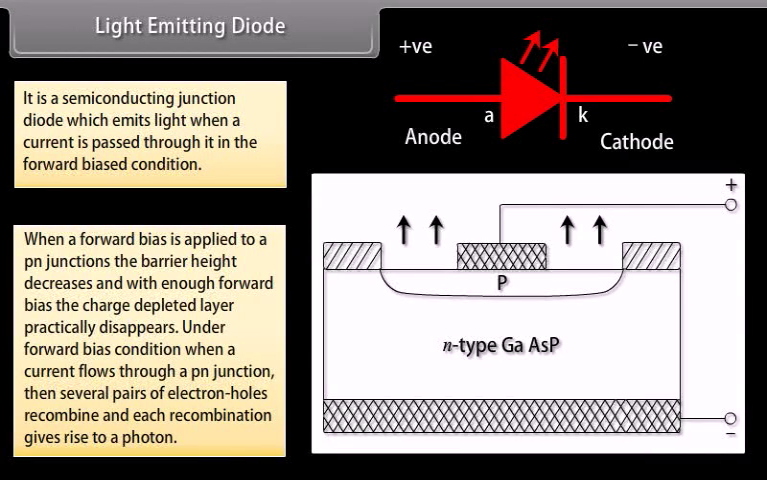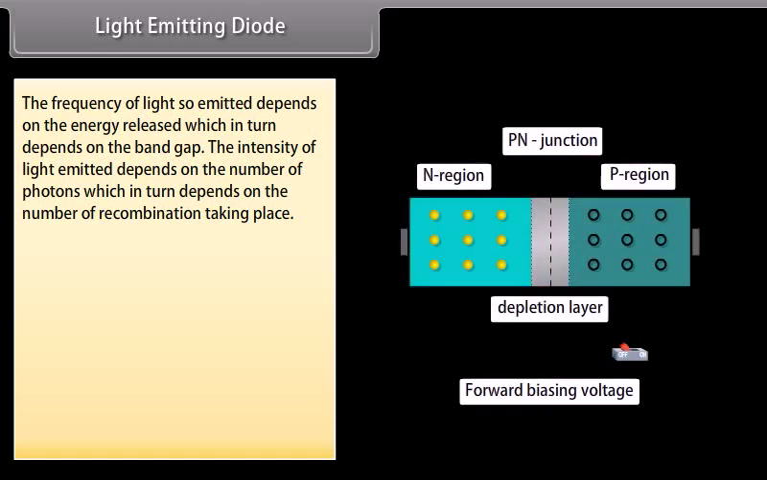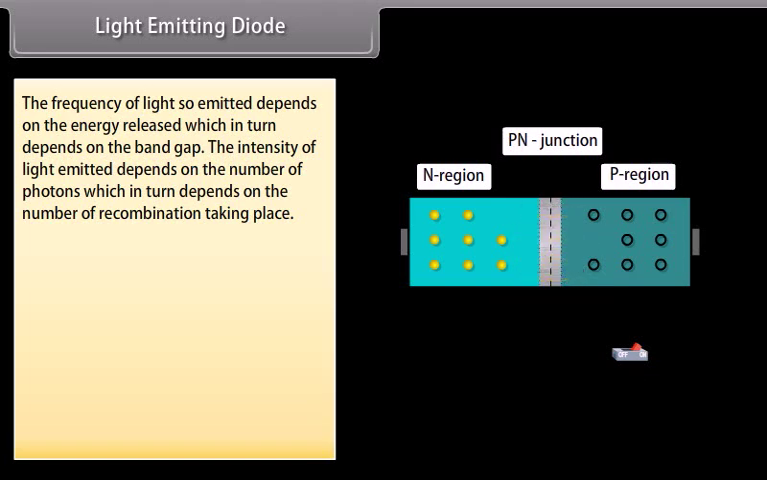When a forward bias is applied to a p-n junction, the barrier height decreases, and with enough forward bias, the charge-depleted layer practically disappears. Under forward bias condition, when a current flows through a p-n junction, several electron-hole pairs recombine, and each recombination gives rise to a photon. The frequency of light so emitted depends on the energy released, which in turn depends on the band gap. The intensity of light emitted depends on the number of photons, which in turn depends on the number of recombinations taking place.